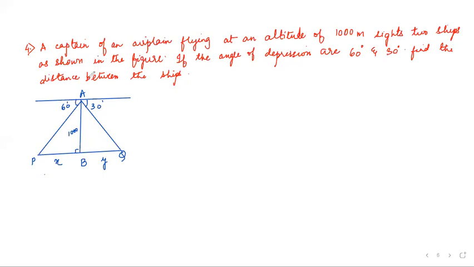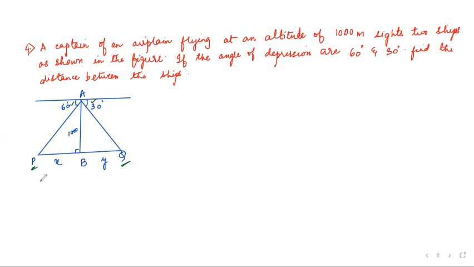Now next is, here also the figure is given. A captain of an airplane flying at an altitude of 1000 meters. So basically the height is 1000. Sights two ships as shown in the figure. So these are the two ships P and Q. If the angles of depression are 60 and 30. So see, these are 60 degrees and 30 degrees. Find the distance between the ships.